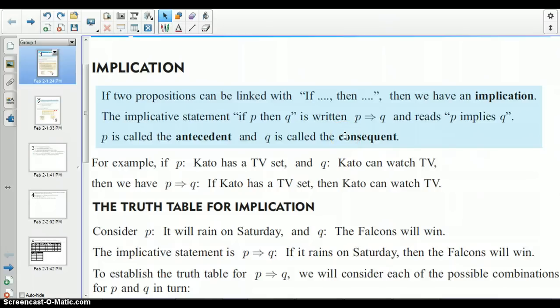Q is what happens second. That's the consequent of our antecedent. So, for example, we can have the proposition Cato has a TV. This is our antecedent. And our consequent, Cato can watch TV. So we have the implication P implies Q. If Cato has a TV, then Cato can watch TV.